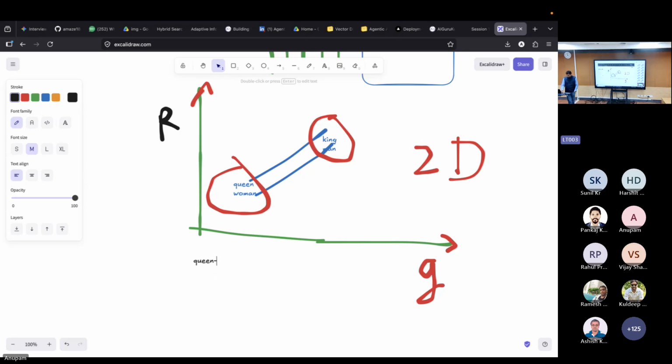Queen minus woman. Let me know if this is making some sense. Does this make sense? Because these are vectors, right? Okay, if this is not making sense, probably this will make sense, right?